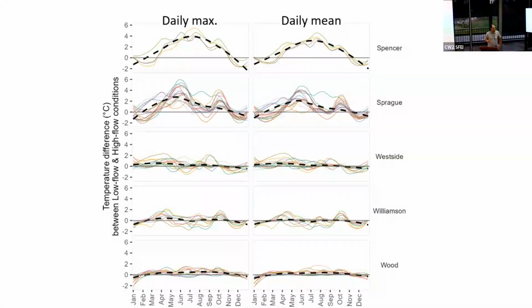And the temporal timing of the flow effect, you can see if you look at the Sprague River panels there, that it peaks in that May-June time period. There's kind of a weird second peak that we just noticed yesterday when we were putting these slides together, in September, and I'm not really sure what's going on there. I need to look into that more.